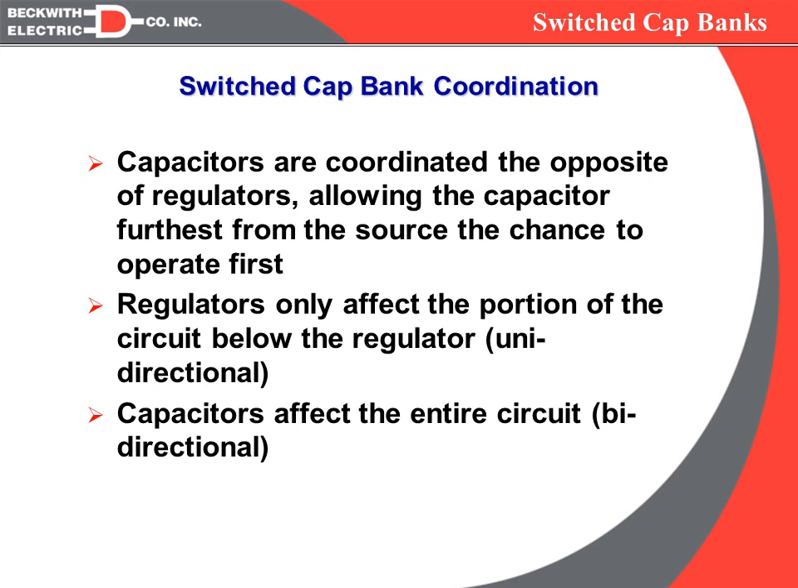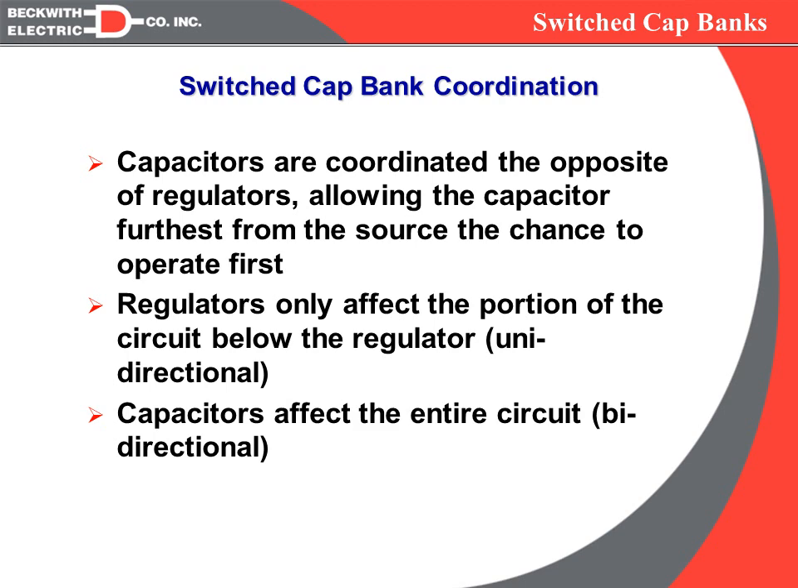The reason for that mainly is the effect the capacitor bank has on the voltage is proportional to the size of the bank and the distance back to the source. So if we have multiple banks and they're all the same size, let's say 600 kVAR, the bank furthest from the source will have a greater effect on the secondary voltage than a bank closer to the source. So the general rule of thumb is we want the bank furthest from the source to be the first one to close and the last one to open. Likewise, we would like the bank closest to the source to be the last one to close, but the first one to open.